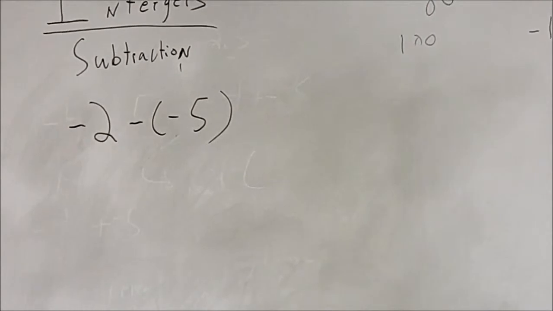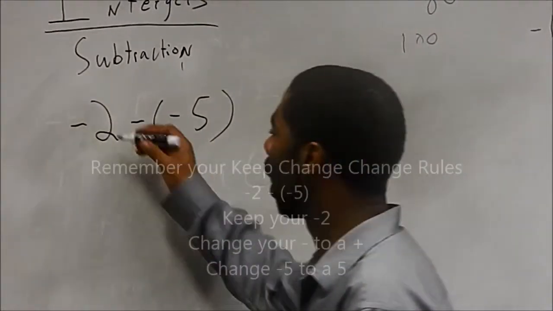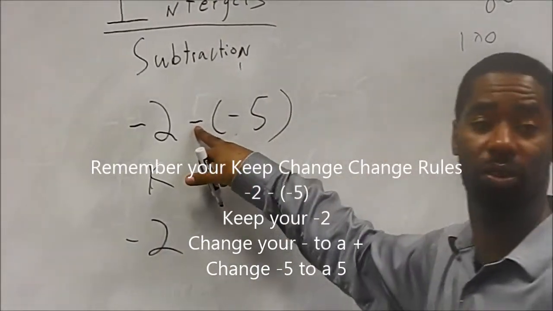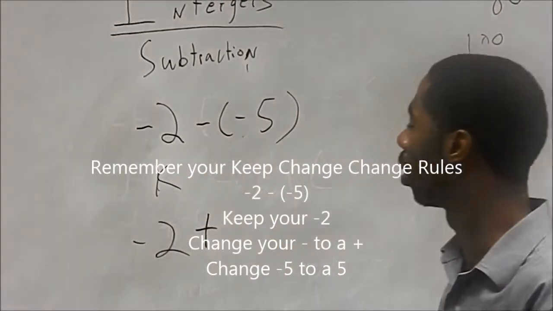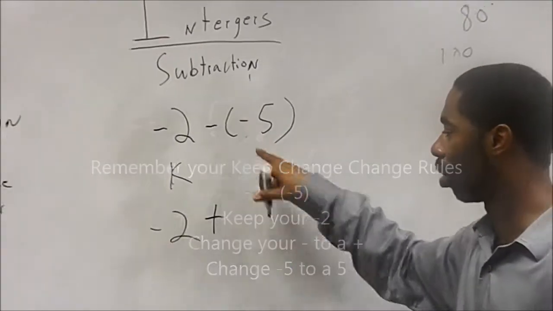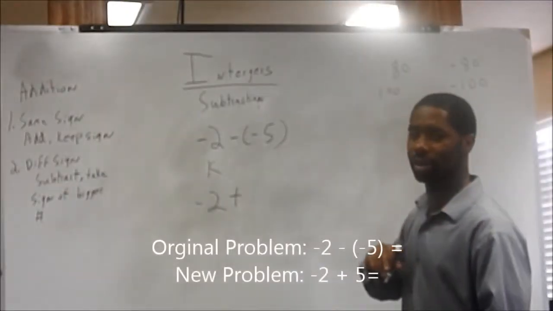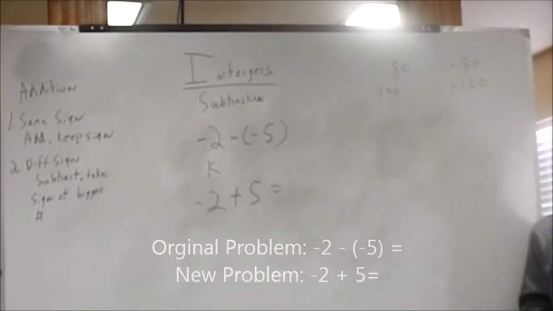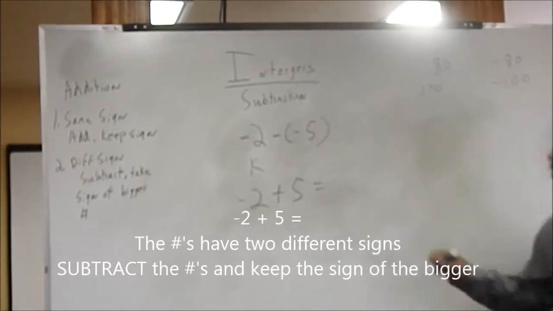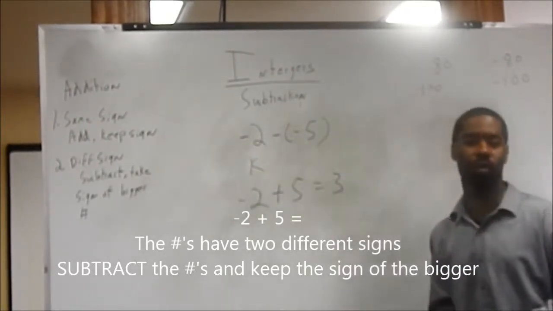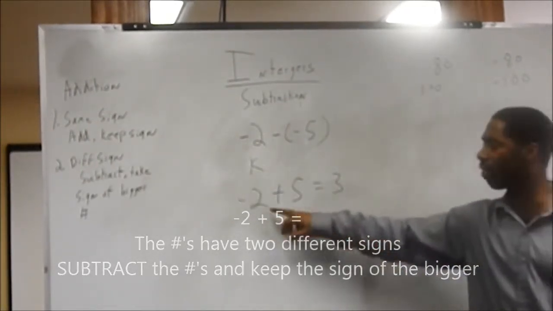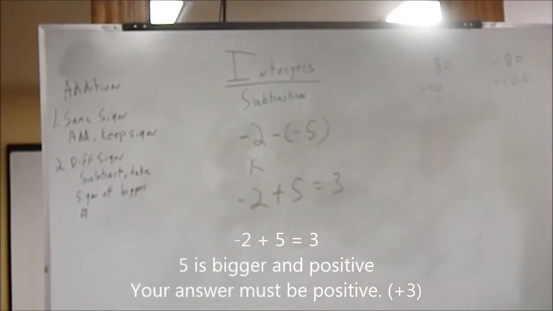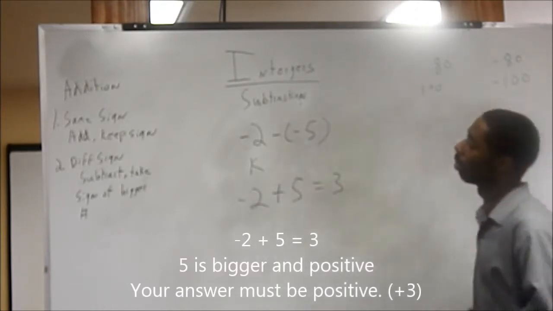Now, with -2 minus -5, I do the same thing. I keep my -2. I change this minus sign to a plus sign. And then I change this -5 to a what, Travis? Positive. Positive 5. Now, do I have the same signs or different signs? Different. So I subtract and I take the sign of the bigger number. What's bigger, 5 or -2? 5. So since 5 is positive, 3 is going to be what? Positive. Good job.